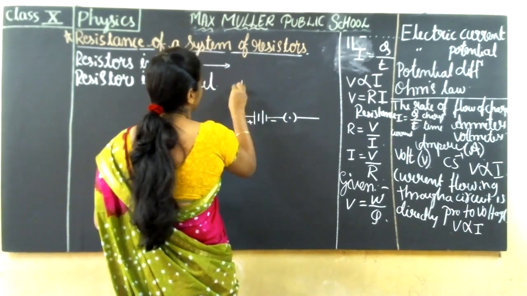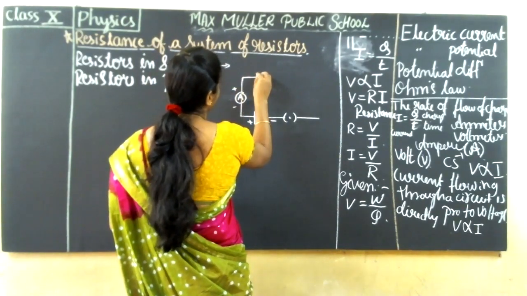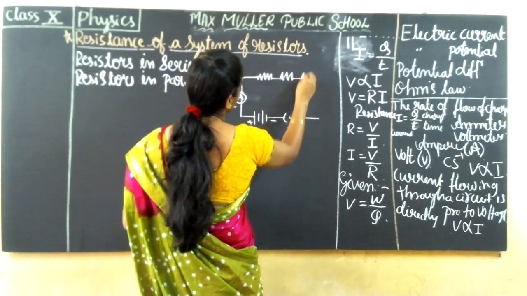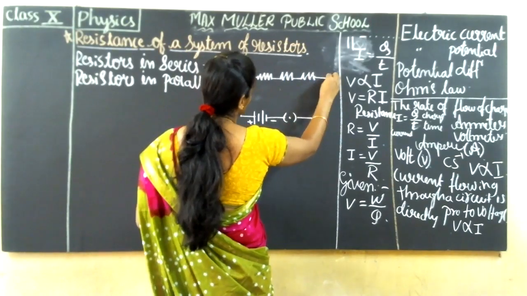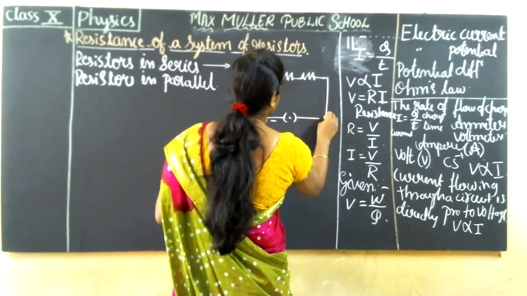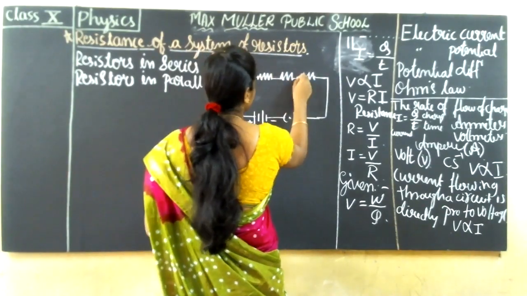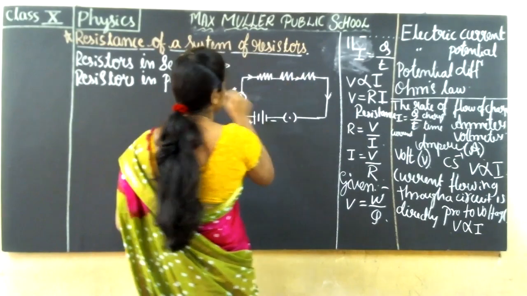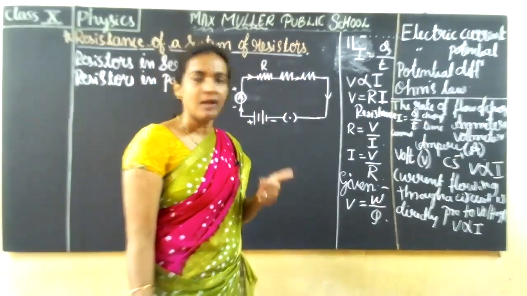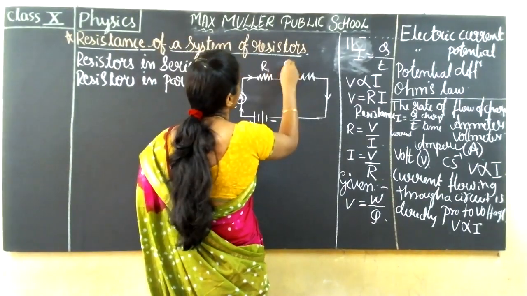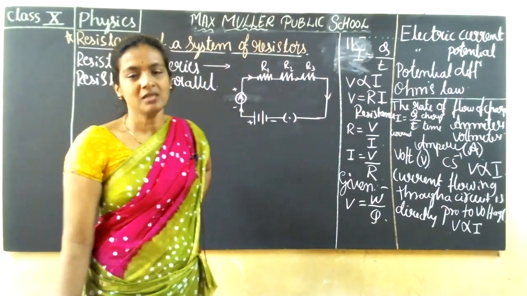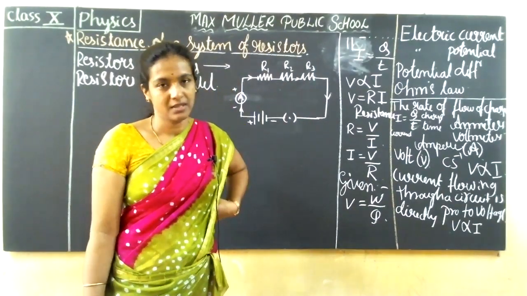Now I'm going to take 3 resistors and connect them one after the other so that you can say this is a series connection of resistors. Resistors are denoted by R. I'm going to take these as R1, R2 and R3.